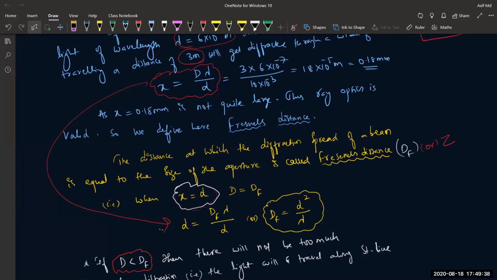Ikkada varaku ardhamaindi andarki? Is it clear up to this point? Yes, sir. Chalo. Next condition chundana.